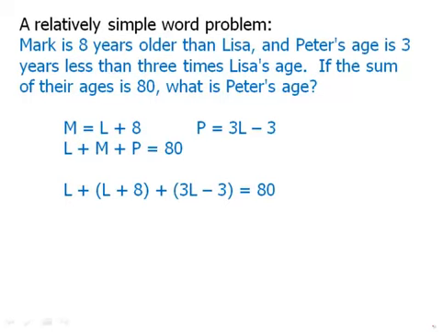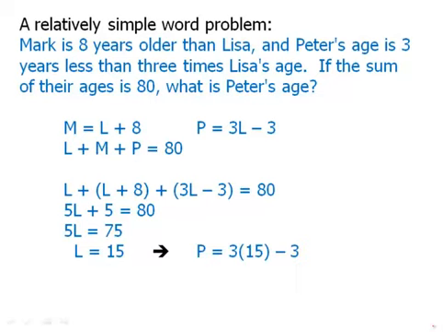Even though we have 3 different quantities originally, we want to get it down very quickly to one equation with one variable. Now this one we just do a little cleaning up and simplifying. We get 5L plus 5 equals 80. 5L equals 75. So L equals 15. Now, very good that we use sensible letters here. L equals 15. That's Lisa's age. That's not the answer to the question. We need Peter's age. So Peter's age, we have to take that, multiply by 3, and then subtract 3. Well, that would be 42. And that's the answer to the question.